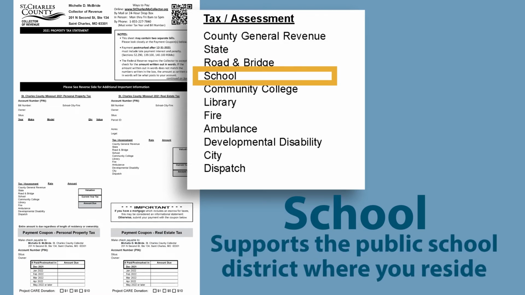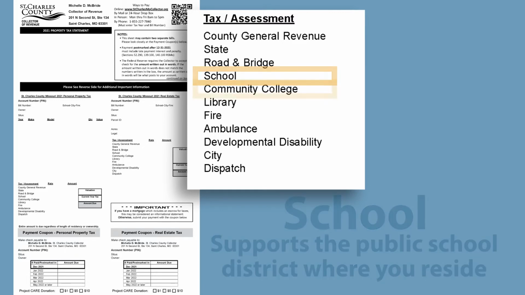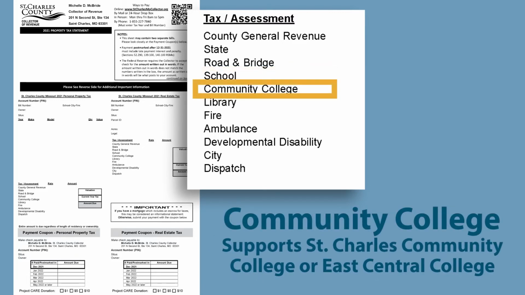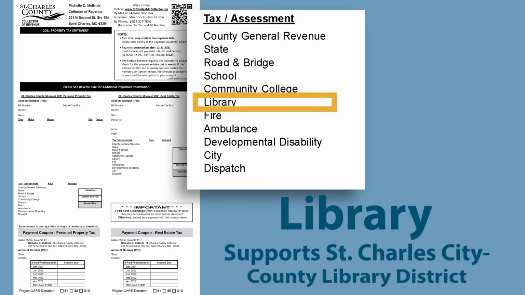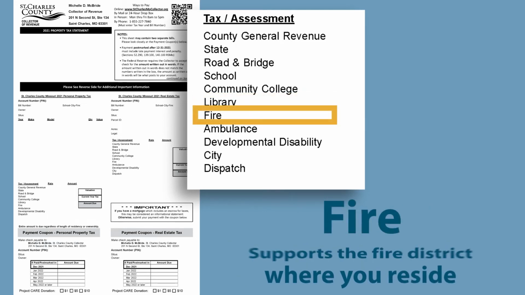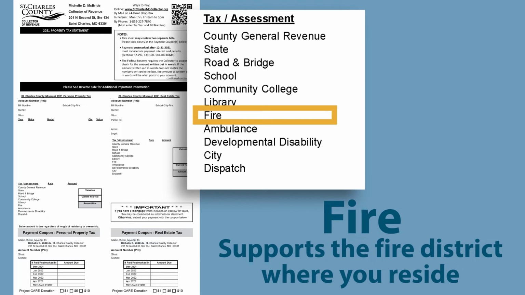There are 6 public school districts in St. Charles County. Community college is St. Charles Community College or East Central College, depending on where you live. Library is the St. Charles City County Library District. Fire is taxes for the fire district in which you reside. There are 10 fire districts in the county.